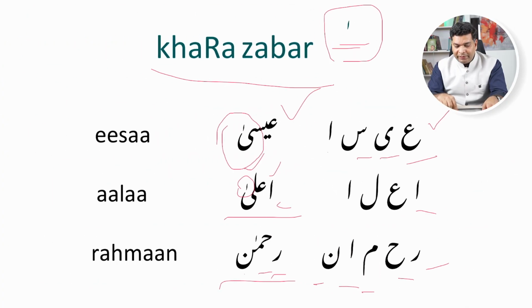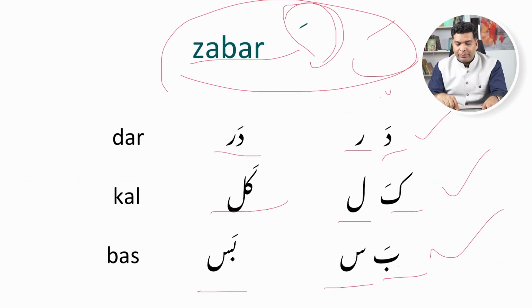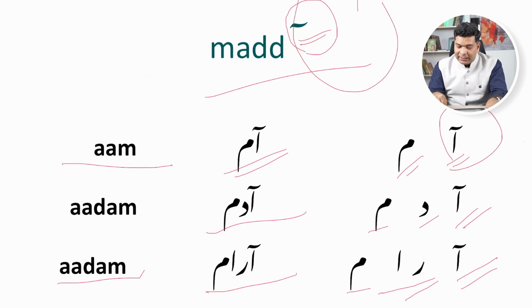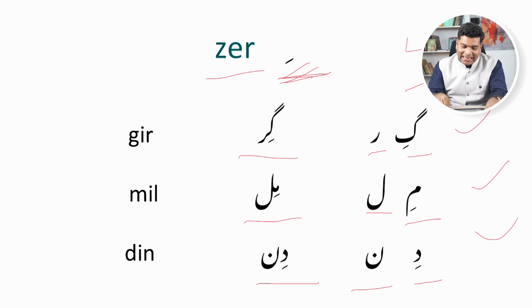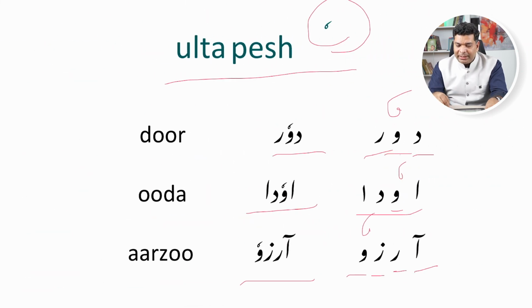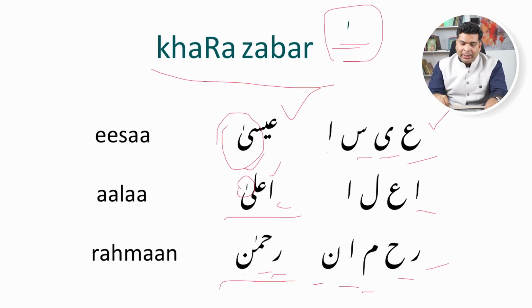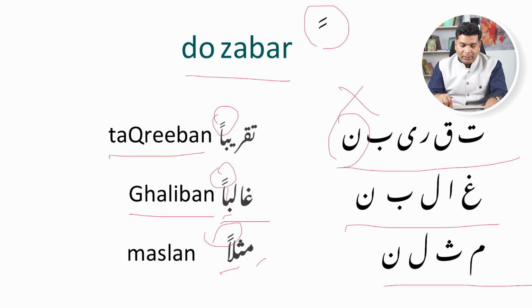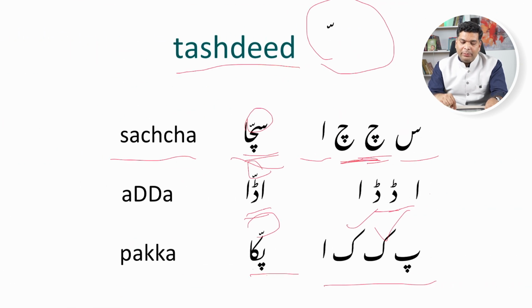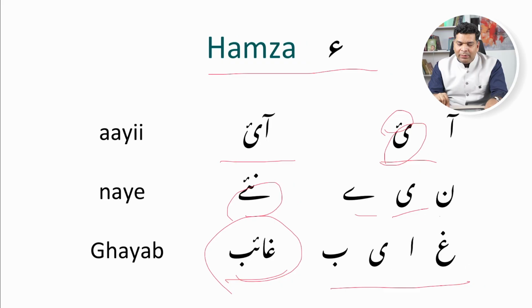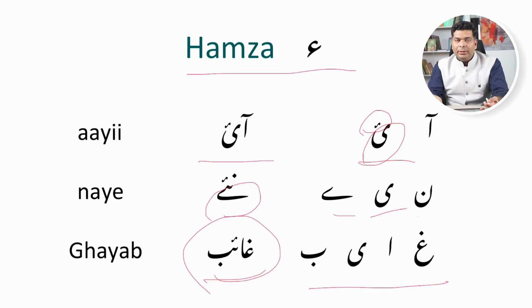So these special symbols that we are looking at are very, very important. We started looking right from the beginning with mad, which is alif mad. We looked at zabar, we looked at zer, we looked at pesh, we looked at ulta pesh or oo sound, we looked at khada zabar, an aa sound with this. We looked at do zabar, which gives us the un sound. We looked at tashdeed, which is like a gemination or a double letter in a word. We looked at jazm, which is like a rest. And we looked at hamza, which has its own sounds. These would appear in different words.